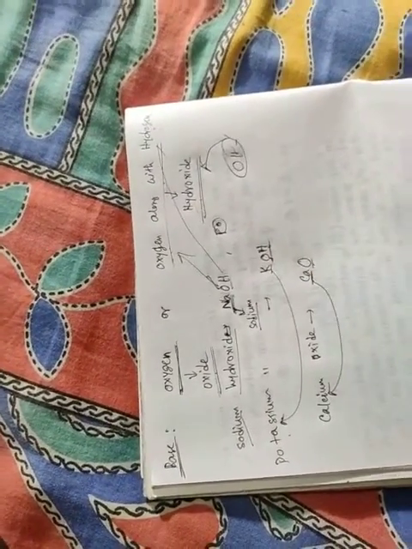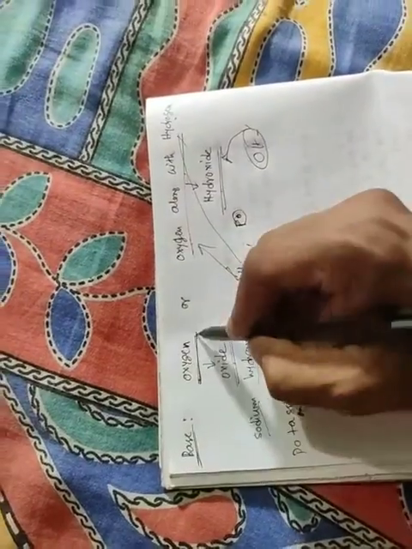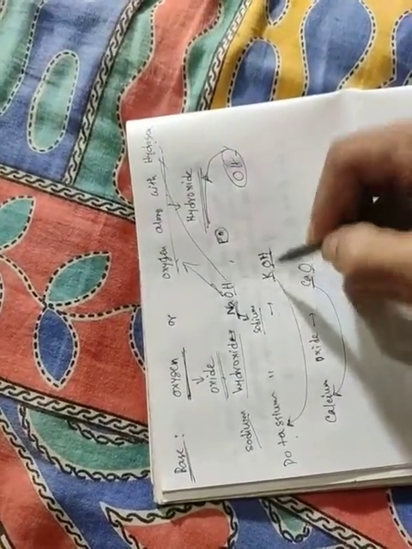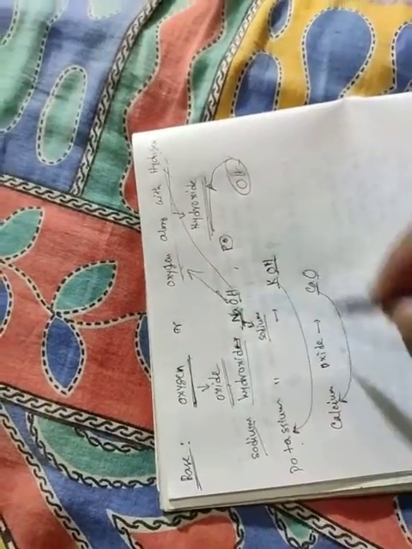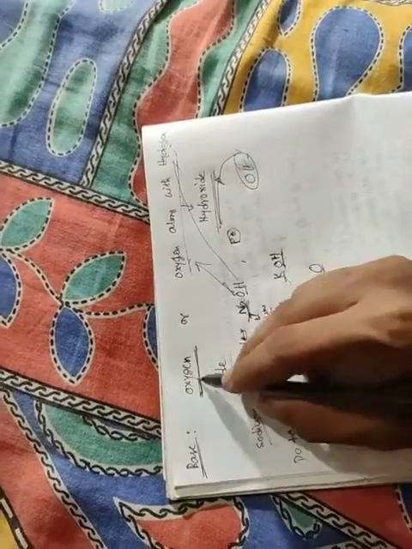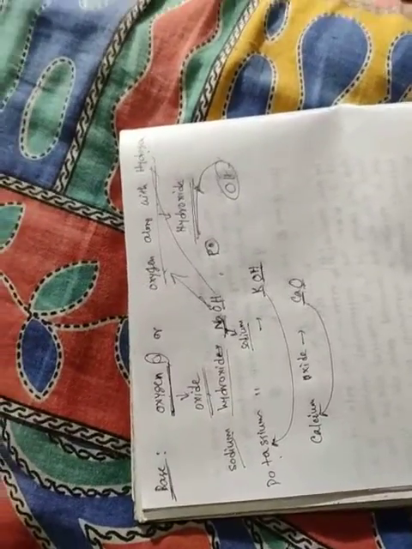You can name it yourself if you know this term. Oxygen means oxide. Oxygen along with hydrogen means hydroxide. That's why potassium hydroxide, sodium hydroxide, as O and H both are there. But here there is only O. O means oxygen, and oxygen alone means oxide. So calcium oxide. Okay. Clear?